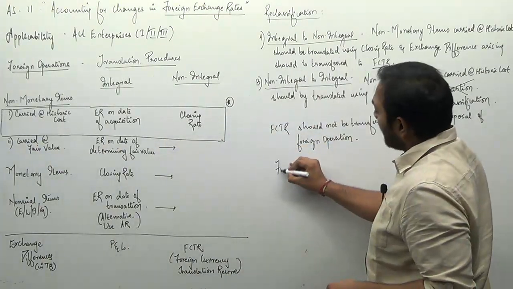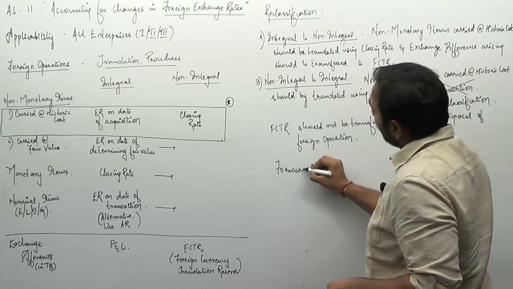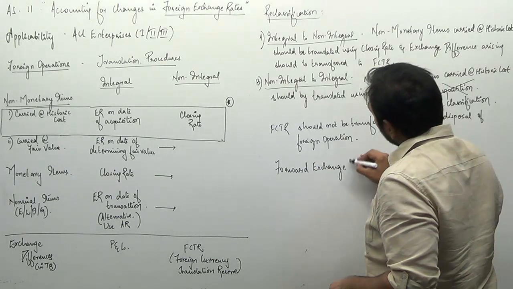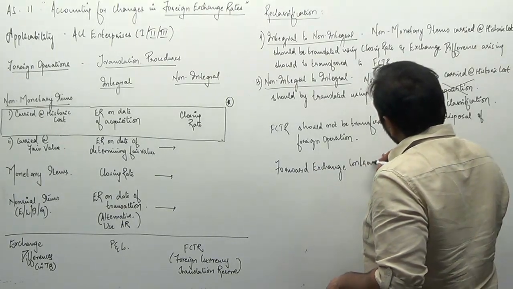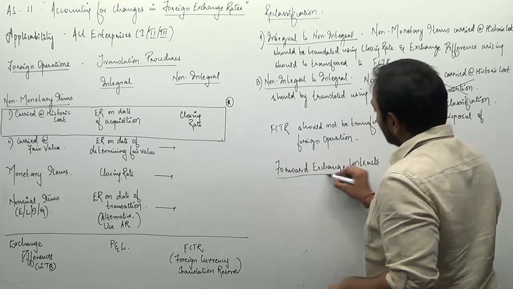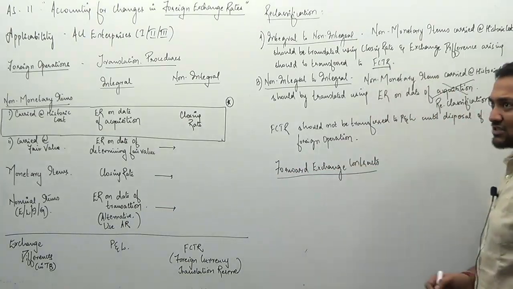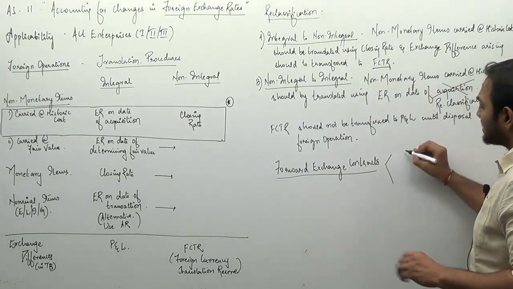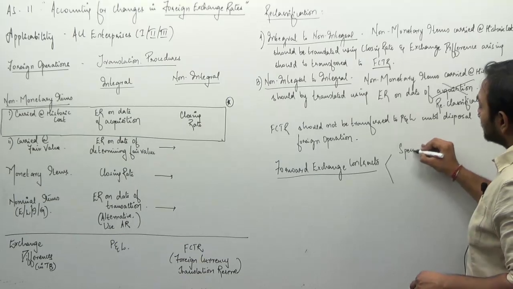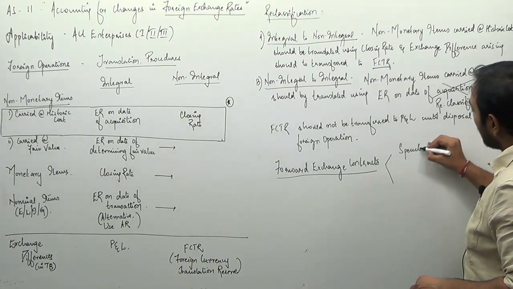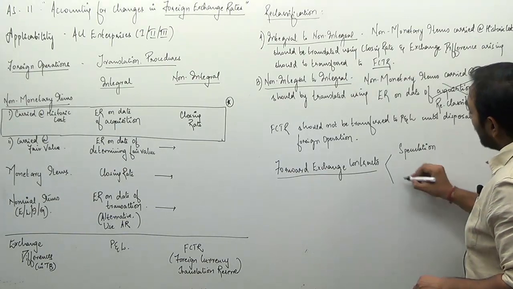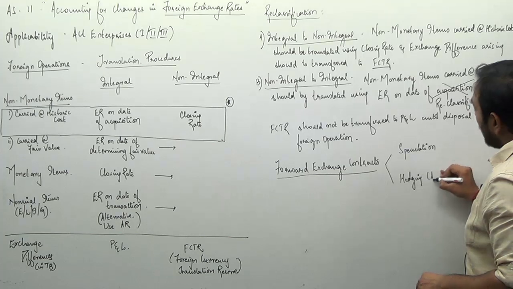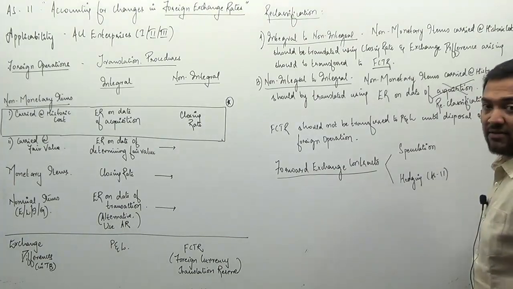Yes guys, the third part of the standard was talking about forward exchange contracts. Now we can't understand the forward exchange contracts in depth as such, but in simple sense I can say that forward exchange contracts are either held for speculation or for the purpose of hedging. This is what we treat as per AS 11.